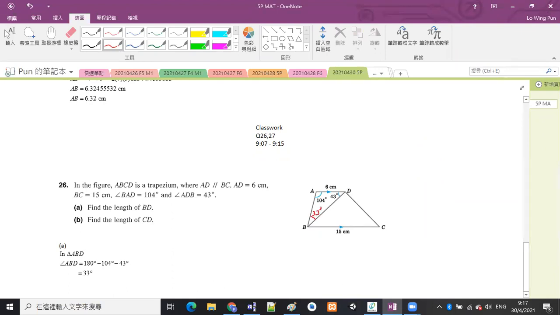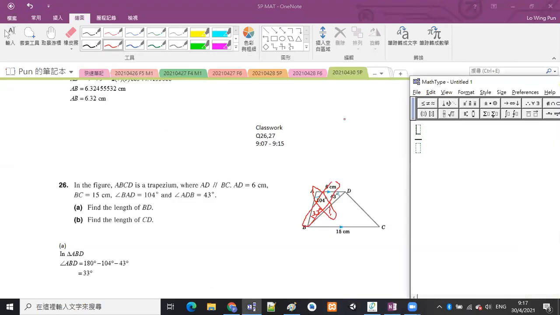So in triangle ABD, I want to find BD, okay? And we have one pair of corresponding length and angle that is known. And then we can use this pair of corresponding length and angle and use the sine formula to set up an equation to find the length of BD. Can you get this? Okay, so this time we need to use sine formula first.